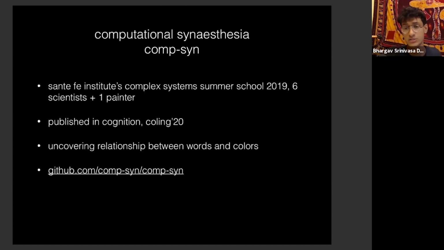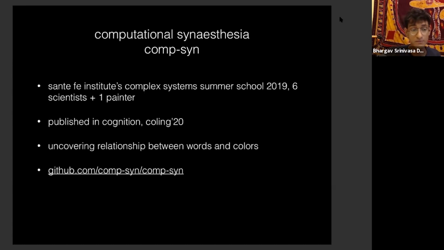The project I'm going to use as an example is called computational synesthesia, or CompSyn for short. This project came about at the Santa Fe Institute, which is in New Mexico here in the US. It's a beautiful place. It was the Complex Systems Summer School of 2019, with six scientists from a very interdisciplinary team: two social scientists, me included, a computer scientist, an astrophysicist, a cognitive scientist, and a painter, an artist.